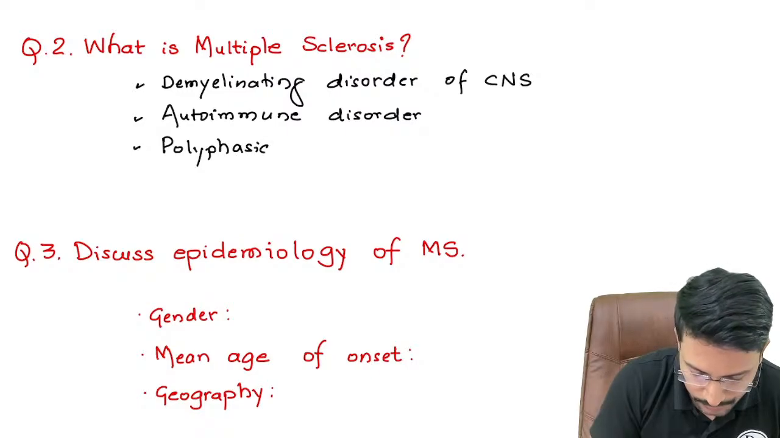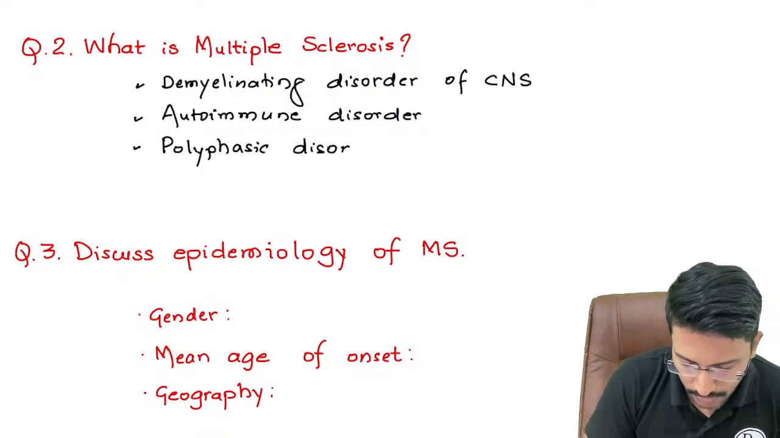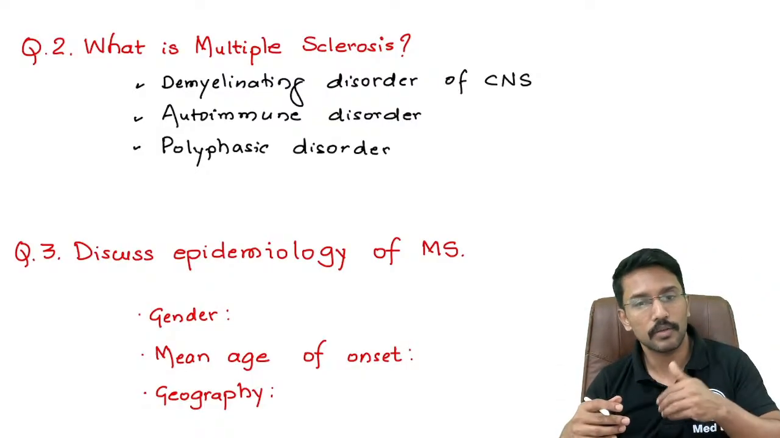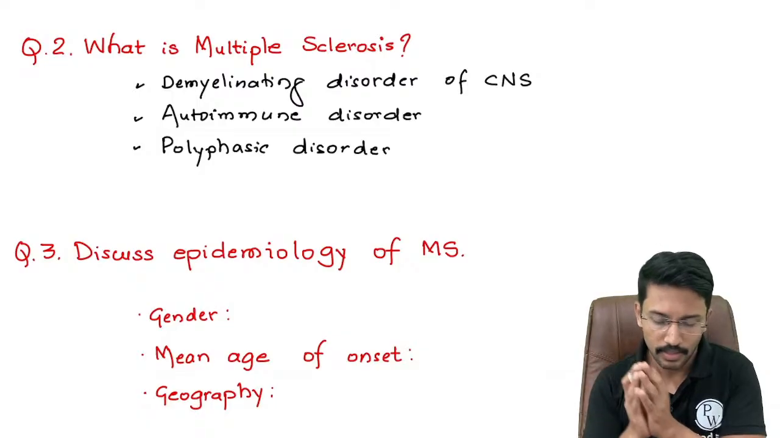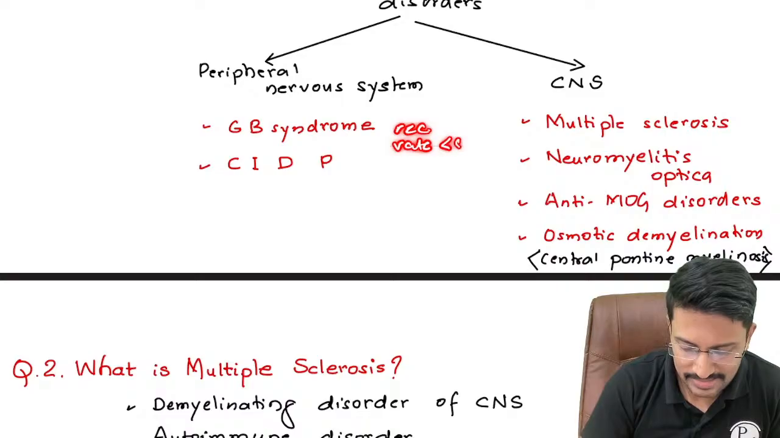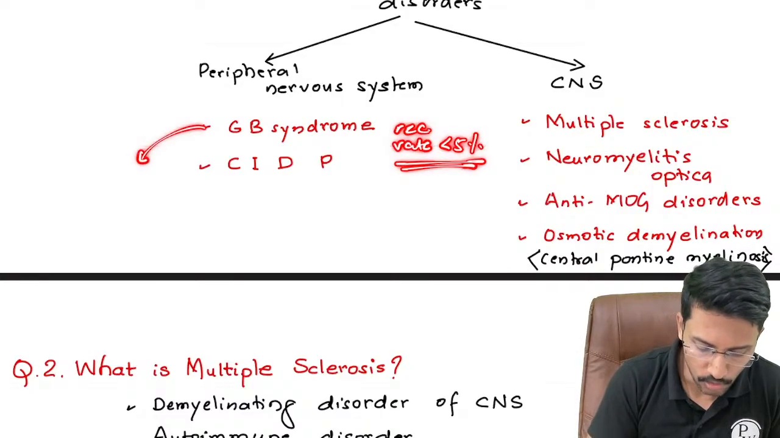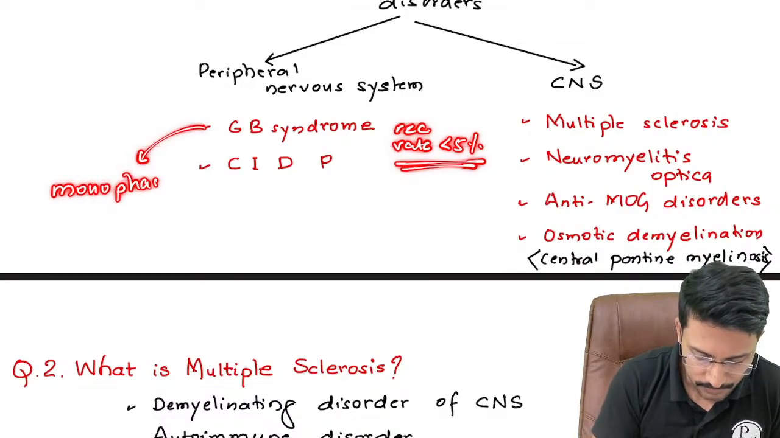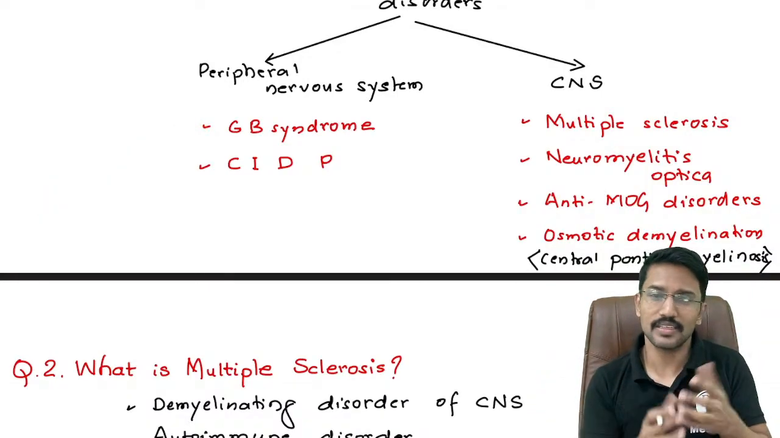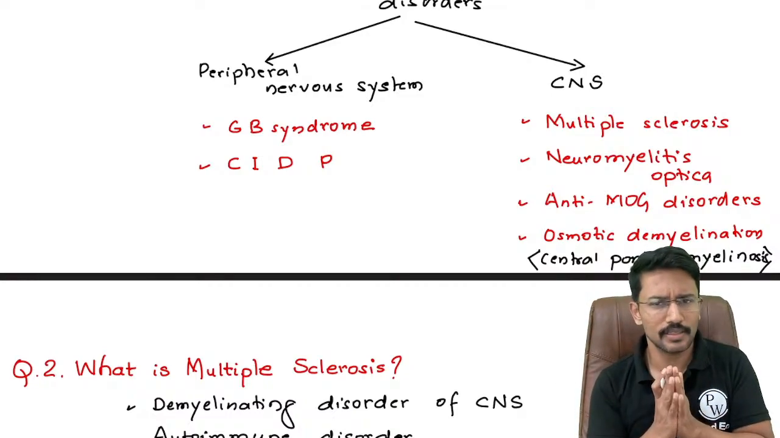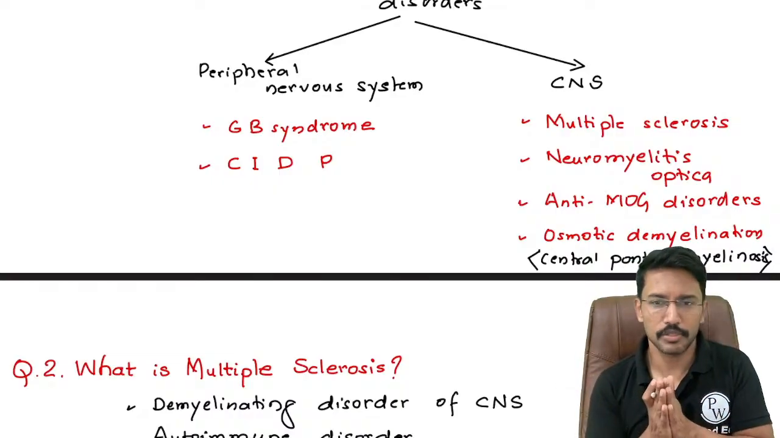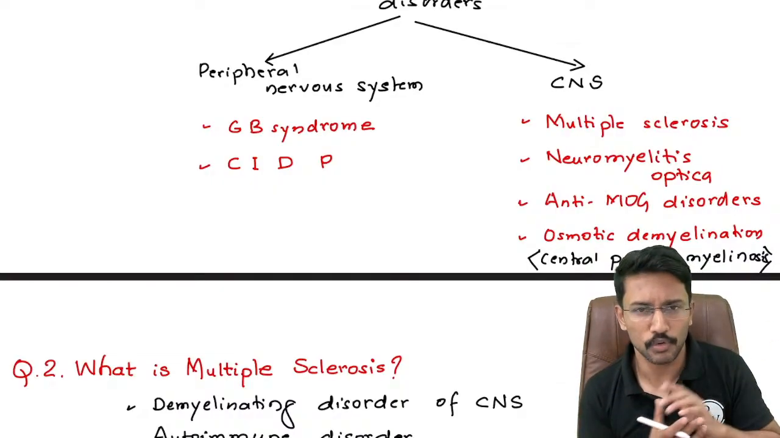Now, what do I mean by that? See, for example, GB syndrome. How often does GB syndrome recur? If I get GB syndrome, what is the chance that I will get one more episode in the future? Remember, the recurrence rate of GB syndrome is less than 5%. That's why GB syndrome is often described as a monophasic illness. What do I mean by that? For most patients, GB syndrome is a once in a lifetime event. They will get it once, and it is unlikely that they will have one more episode of demyelination. Less than 5% of patients may experience one more episode.